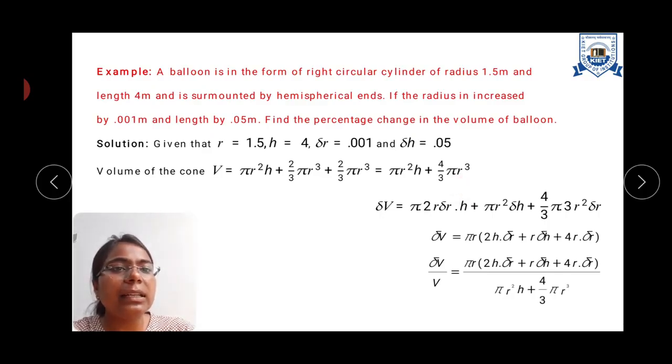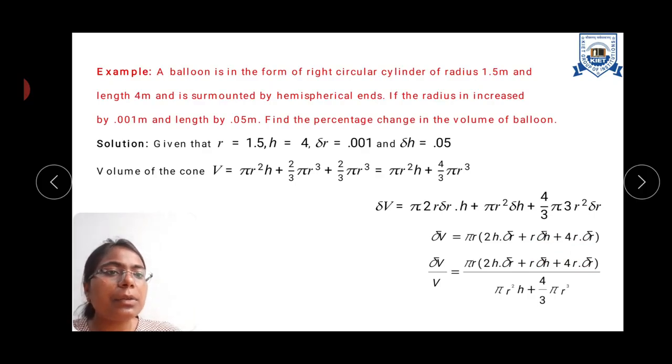If we differentiate it, then we get del V is equal to pi 2r del r h plus pi r square del h plus 4 by 3 pi 3r square del r. And if we take pi r as common in the above equation, then we get del V is equal to pi r (2h del r plus r del h plus 4 del r).